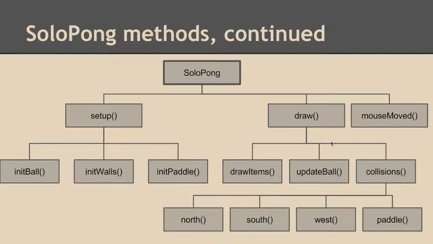Okay, so ultimately draw is decomposed into 6 different methods. 3 that are called directly from draw, and actually 7 methods. 4 of those then are called by the collisions method. Now, as it turns out, the mouseMoved method over here is really pretty small, and so we won't need to decompose that. That'll be our only top level method that doesn't have to be decomposed.